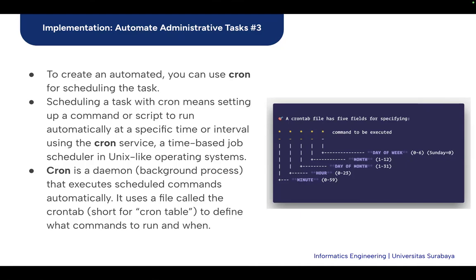So, for example, cron is actually a daemon, a background process. It runs in the background, so the user doesn't need to put any specific effort into making cron run, because cron automatically runs as a background process. Cron can execute scheduled commands automatically. So we, the system administrators, don't need to execute the scheduled commands manually, because the scheduled commands will be automatically executed by cron.